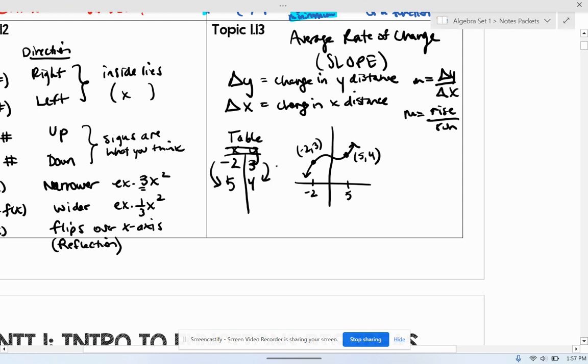You find the change in y, which would be +1. You find the change in x, which would be +7, okay? And the average rate of change, or the slope of the line that passes through those 2 points, is going to be the change in y over the change in x, and that would be 1/7. Okay? I think that's about it.